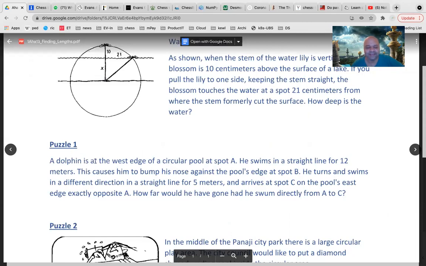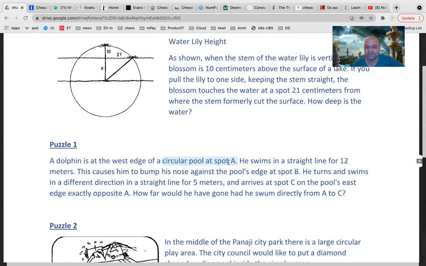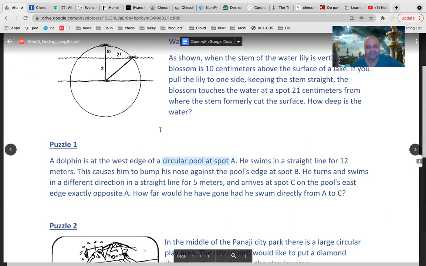Now it is saying, first of all, there is a circular swimming pool. Then a dolphin is at the west edge of it. Let us consider this itself as a swimming pool for simple thing. West means to the left, right? We'll consider east means to the right. So he starts at point A, which is here. Point A, let us take it to the left here.